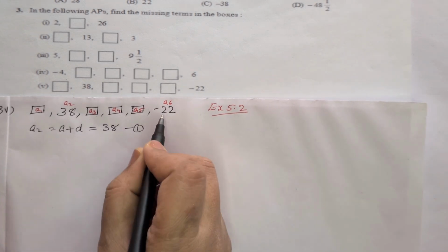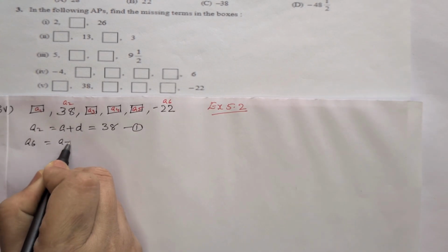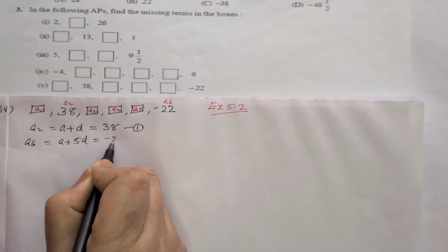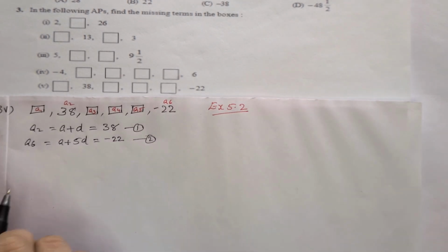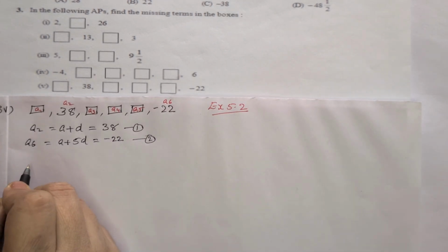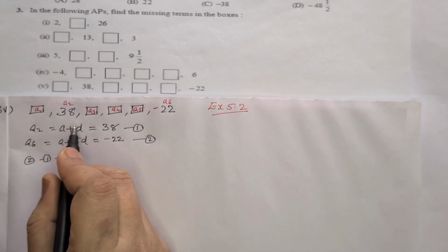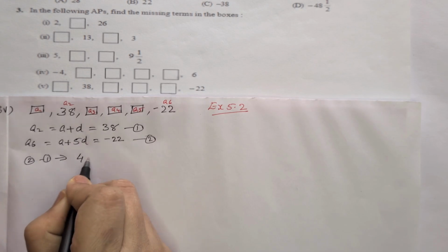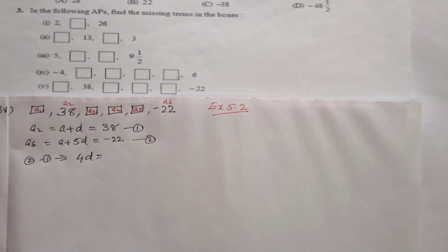That is equation number 1. A6 is given. A6 means A plus 5D, which is equal to minus 22. This is equation number 2. Then 2 minus 1 gives A, and A will cancel. 5D minus D, that will come as 4D is equal to minus 22 minus 38.